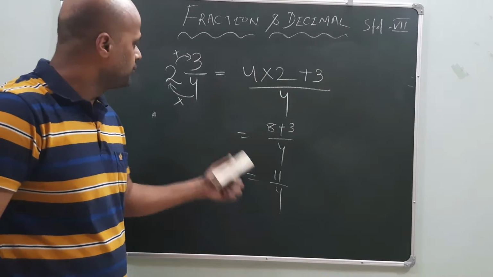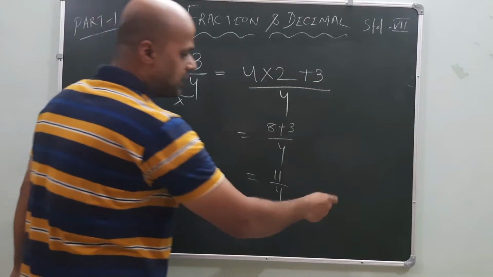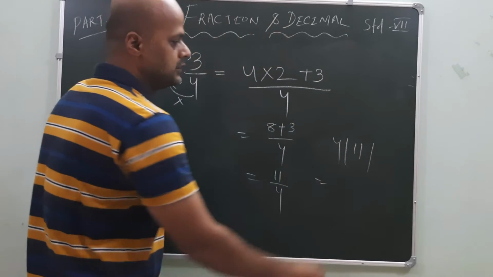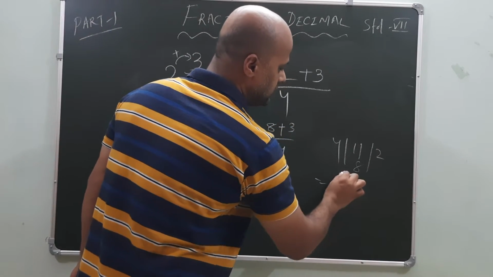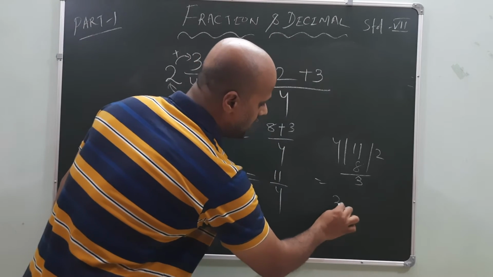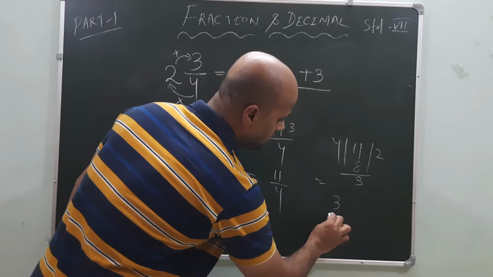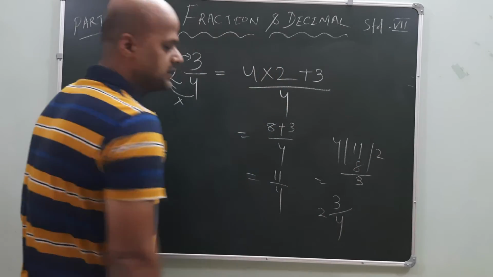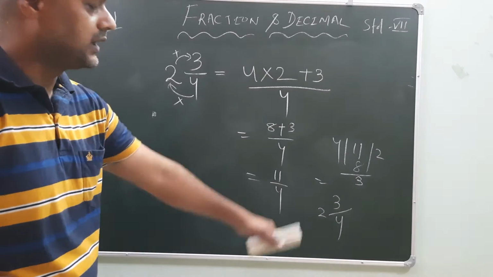Now convert this one into a mixed fraction, the reverse one. How will it be? 11 divided by 4. 4 twos are 8. The answer is how much? 3. The remainder will be on the top, 4 will be in the denominator, and 2 is the complete portion, that is the whole number. Okay? This is the process.